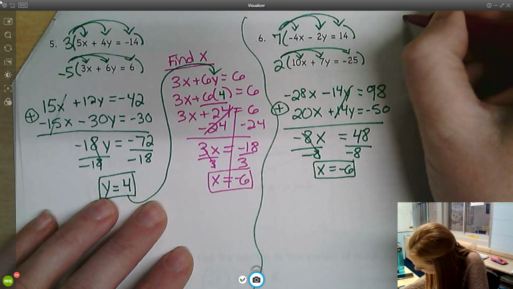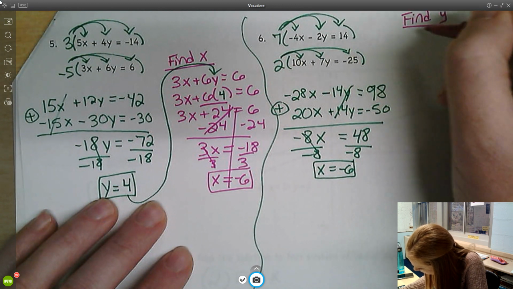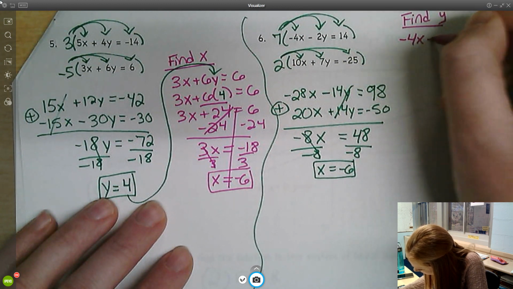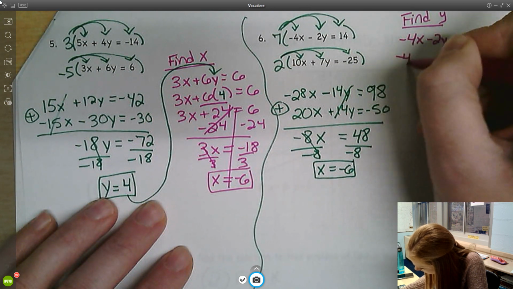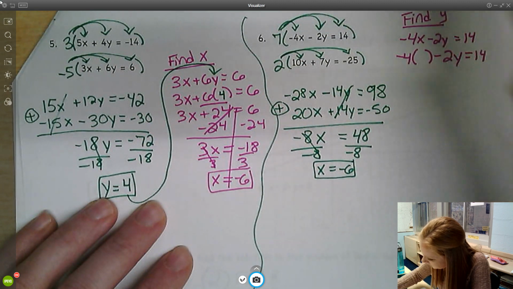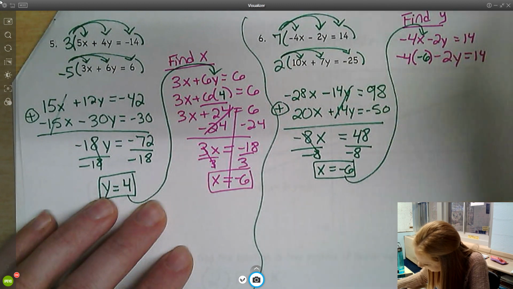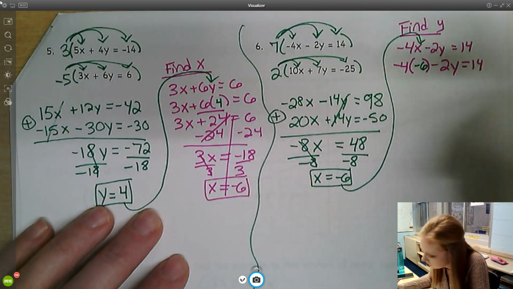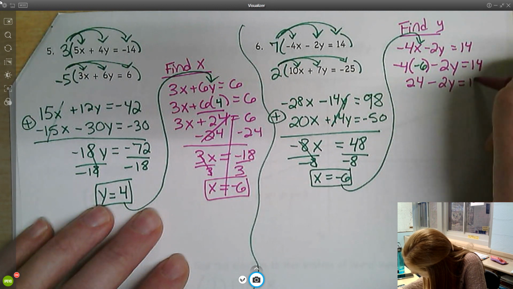All right, now let's find x. We found x, now let's find y. Rewrite one of the originals. They both look pretty tough, so I'm just going to pick the first one. Let's plug in what we got for x and then solve for y. So if x is -6, let's plug that in for x. -4 times -6 is +24.